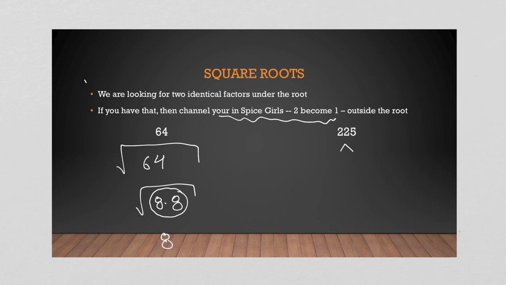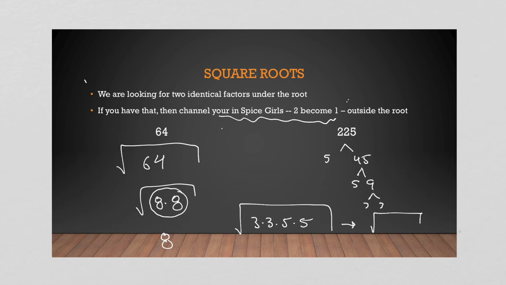So 225, well, that was 5, and then we get 45, which is 5 and 9, which is 3 and 3. So if you think about that, under the root, instead of 225, you'd have 3 times 3 times 5 times 5, which means under the root you would have 15 times 15. 2 of them come out as 1.